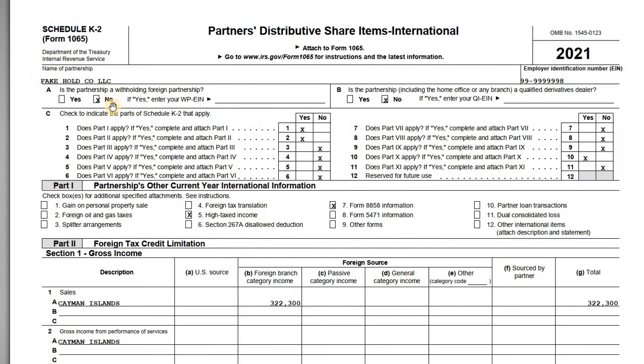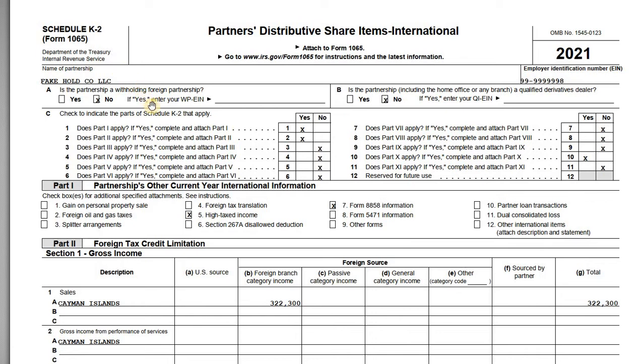So, Part 1 and the section above. The section above here is pretty straightforward, right? It's the name of the partnership, the EIN, and then in A and B, it's asking us very precise questions about whether this is a withholding foreign partnership or a qualified derivatives dealer. You're going to know it when you see it. If you're a withholding foreign partnership, it means first that you're a foreign entity, so you're not a U.S. domestic partnership. You're a foreign partnership, and you've entered into an agreement with the IRS to act as a withholding foreign partnership.